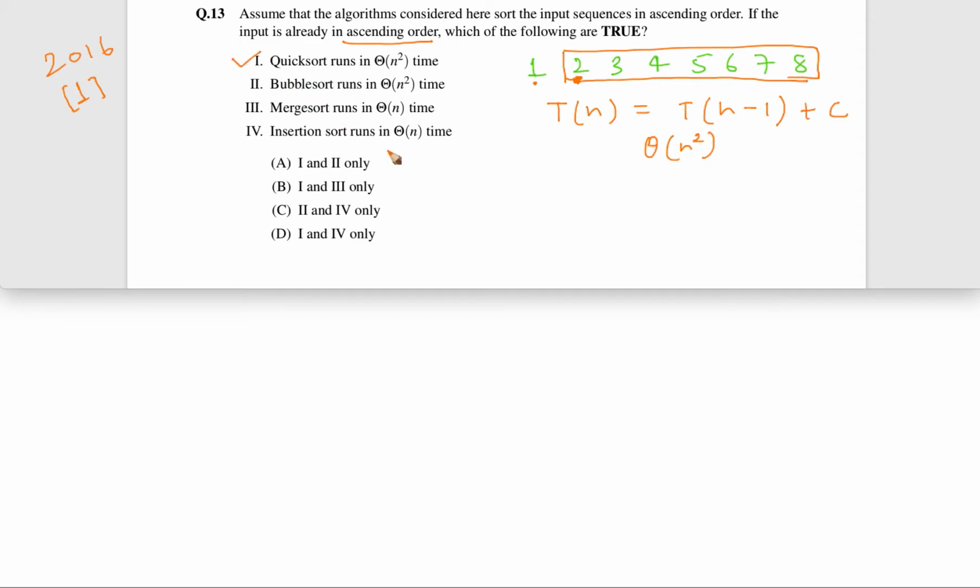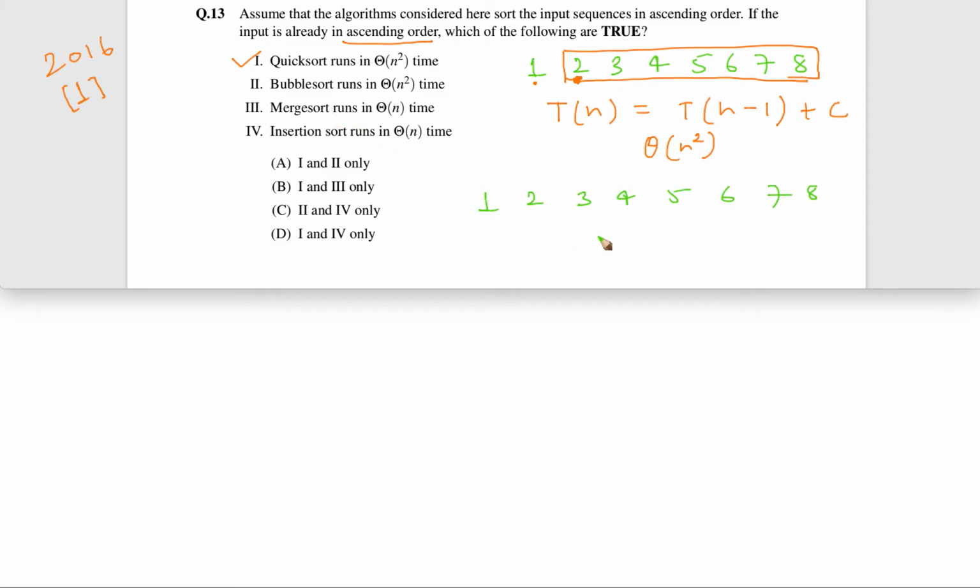Okay, now we'll see bubble sort in the end. Firstly, let's see merge sort. So it's the same sort of input, which is a sorted input. Let's say this 1 2 3 4 5 6 7 8. If this is fed into merge sort, then what is going to happen?